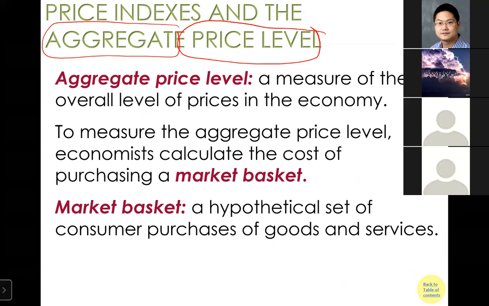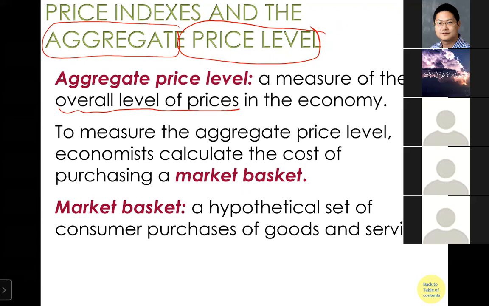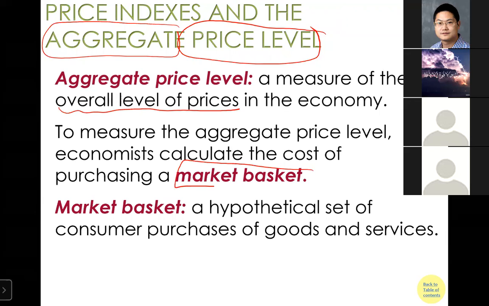So what is aggregate price level? This is a measure of the overall level of prices in the economy. Overall means this is going to be used to measure not one good or service, but many different goods and services. In order to do that, economists define a market basket so that we can calculate the cost, or so that we can measure the overall price.